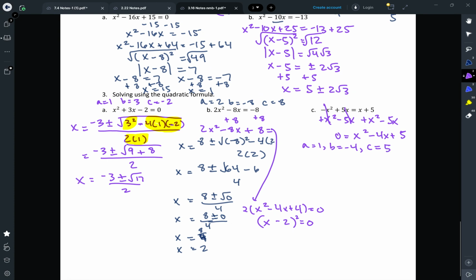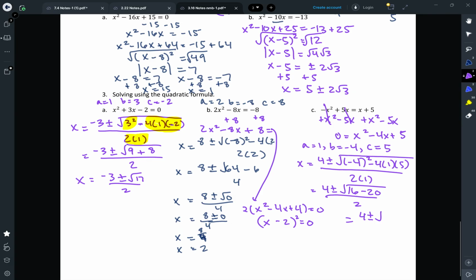So let's go ahead and plug into the quadratic formula. X equals negative B, that's 4, plus or minus the square root of negative 4 squared, minus 4 times 1 times 5, over 2 times 1. So 4 plus or minus the square root of 16 minus 20 over 2, which is going to be 4 plus or minus the square root of negative 4 over 2. And so this is where we need to know, are we solving over the set of complex numbers or not? So this is no real solution.